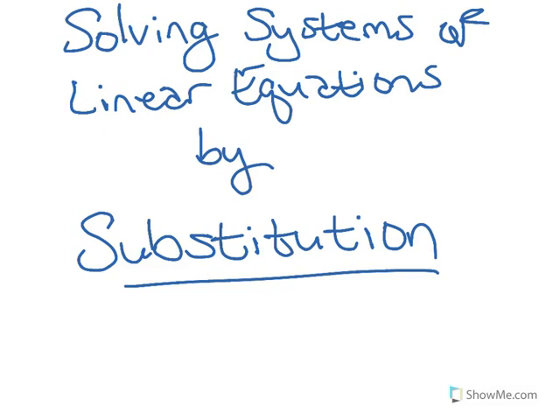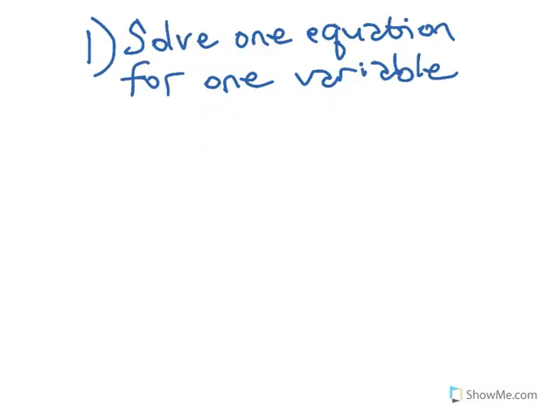This ShowMe address is the second of the three methods taught in the usual American Algebra 1 course for solving systems of linear equations. The method here is called the substitution method. The first step in the substitution method is to solve one of the equations in the system for a single variable. Getting that variable by itself creates an opportunity to make a substitution.